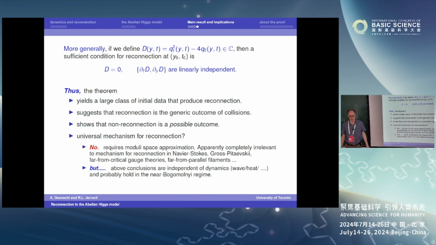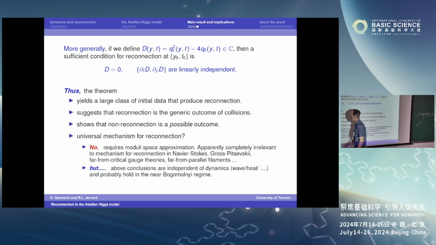It shows that non-reconnection is a possible outcome. And let me say here, what I'm doing is I'm sort of assuming the theorem says that if I start with a wave map and I look at small enough epsilon, then the vortex filaments in the solution of the Abelian Higgs model will behave like the vortex filaments in the wave map. And so then I'm switching my attention to the wave map and saying, for which wave maps do we see a vortex dynamics picture which corresponds to reconnection?